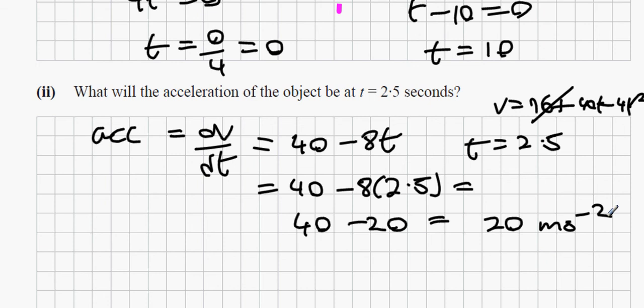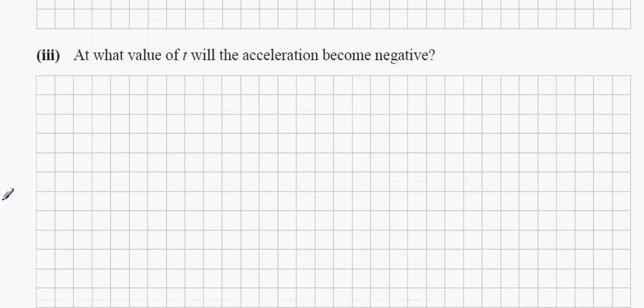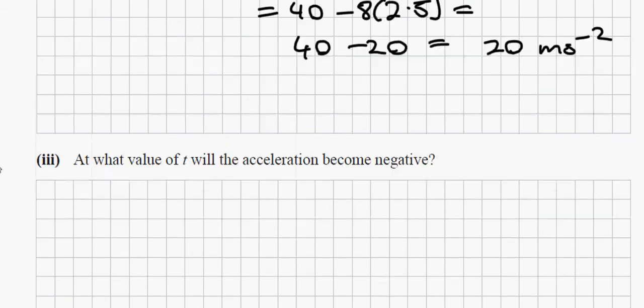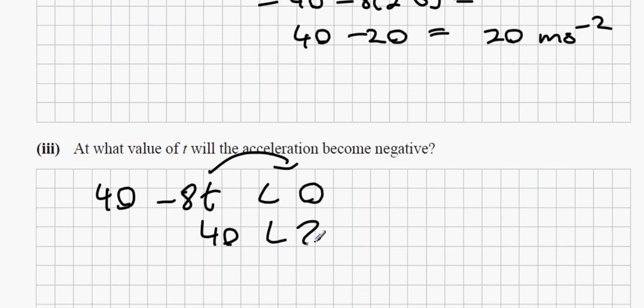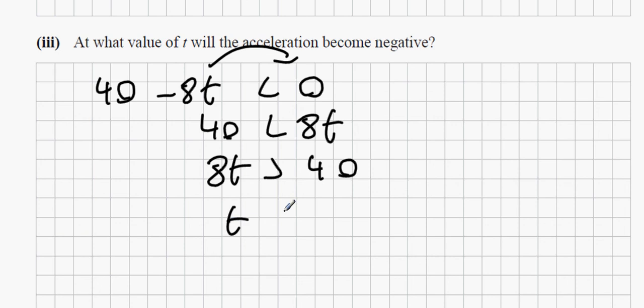Okay. At what time will the acceleration become negative? So at what time will 40 minus 8t become less than 0? Let's bring the 8t over to the other side. So 40 is less than 8t. Spin them around. This means 8t has to be bigger than 40. And this means that t is greater than 40 over 8. t will be greater than 5. So anytime it goes over 5 seconds, what value of t? t greater than 5 seconds, okay?